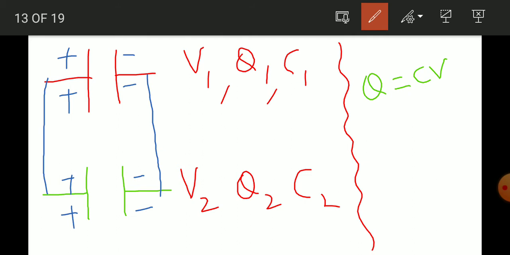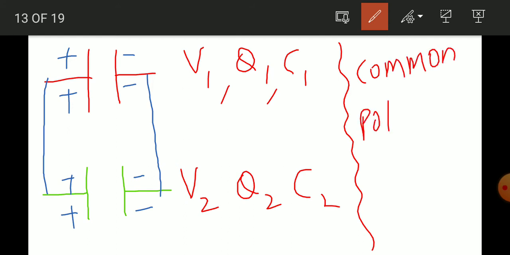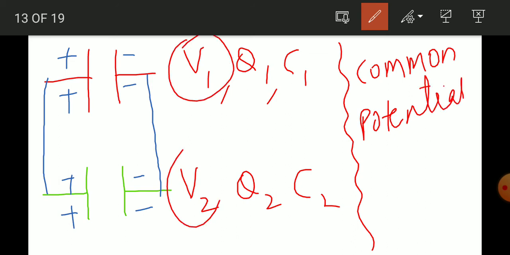So the final potential, which is known as common potential, for this system will be something different. It will be different from V1 and V2, which were the individual voltages on each capacitor before we connected them.